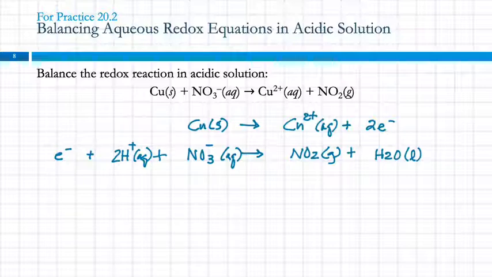So my half reactions are balanced. Before I can add these together, I need to make sure that I have the same number of electrons in both of them. Because if I add these together right now, the electrons aren't going to cancel out. And I don't want any electrons showing.